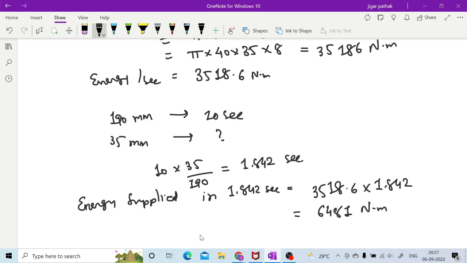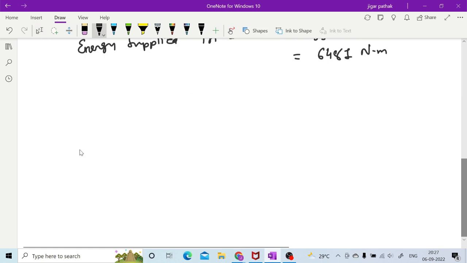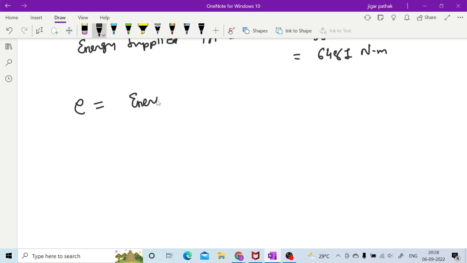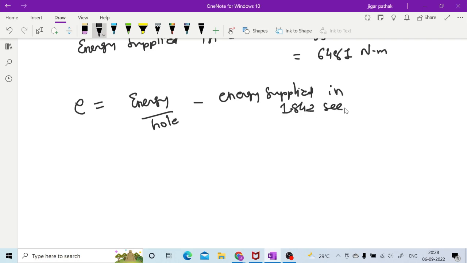Yes, sir. Right, now once you have this data, which is the energy supplied during that punching time, then your E, the fluctuation, is this energy per hole which we have already calculated minus this energy supplied in 1.842 second. Are you getting why we have done this?